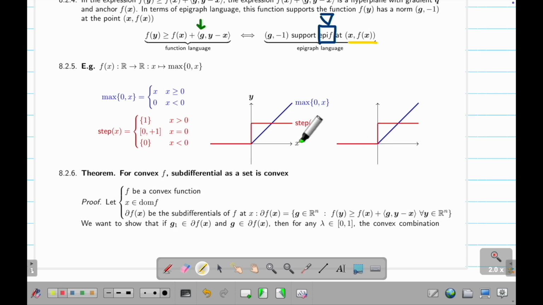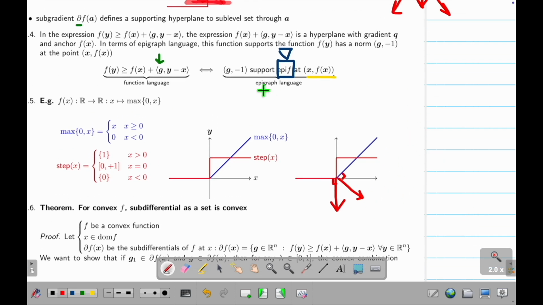Then what about at 0? Anything between 0 and 1. So this is the subgradient of this function. What is the normal cone? Again, 90 degrees, right? This is to the blue line, not the red line. And then here, 90 degrees. What is this shape? All the g coordinate, one is g, the subgradient, and the y coordinate is -1, so that's why it's pointing down.